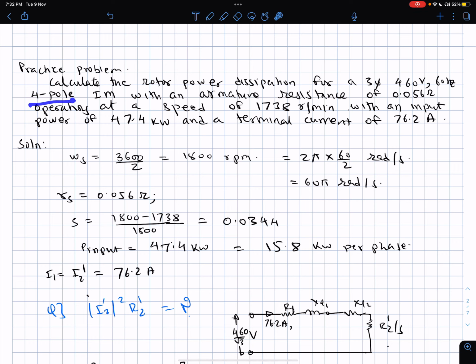So we have taken care of what is to be understood first of all about this four-pole machine.